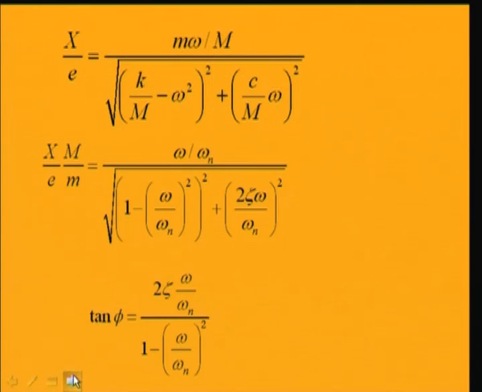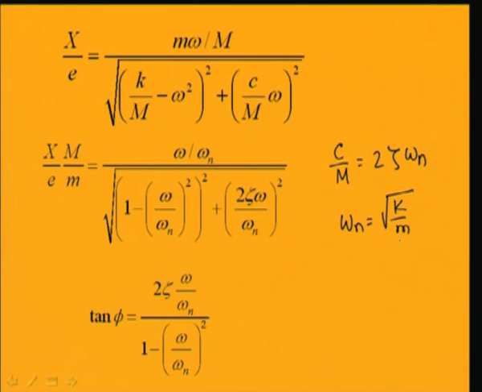So if you write that expression, X by e will be equal to m omega square by M over root of ((k by M minus omega square) whole square plus (c by M omega) whole square), or you can write this as X by e into capital M by small m, equal to (omega by omega n) square over root of ((1 minus (omega by omega n) square) whole square plus (2 zeta omega by omega n) whole square). You may note that c by M equals 2 zeta omega n, and omega n equals root over k by M.